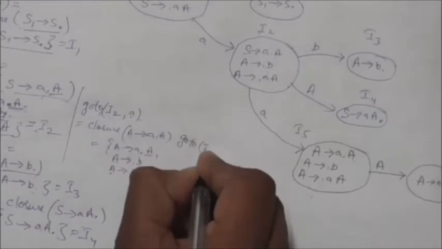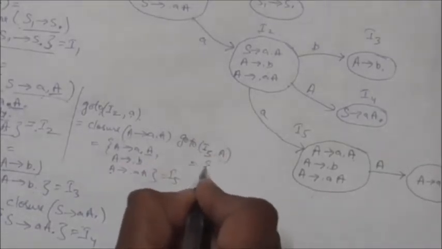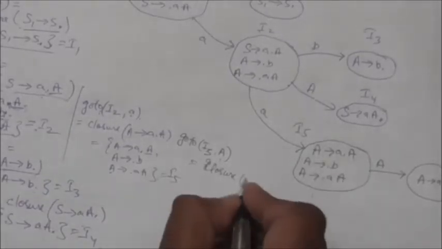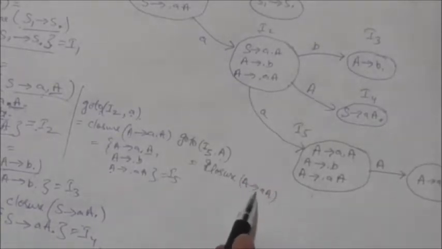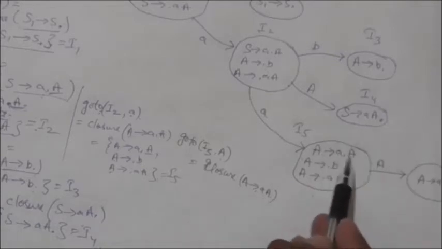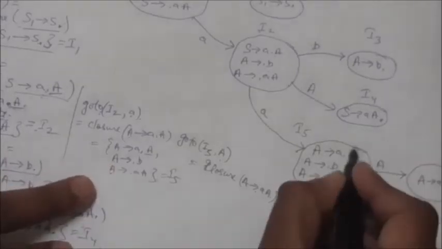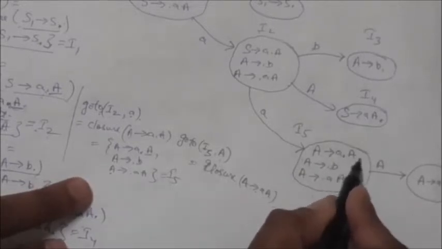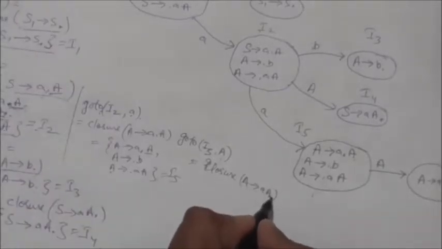Goto I5, non-terminal symbol A, right? So here it will be equal to closure of A derives A dot. Closure of A derives A dot. Here you can see in this state I5 there is only one item in which the dot is preceding this non-terminal symbol A, so this dot will be shifted to the right of non-terminal symbol A. Then we will get this item A derives A dot.